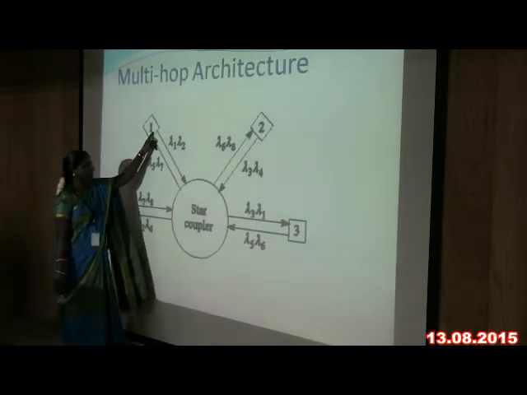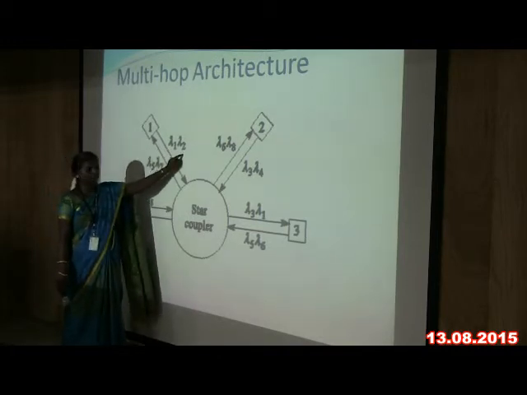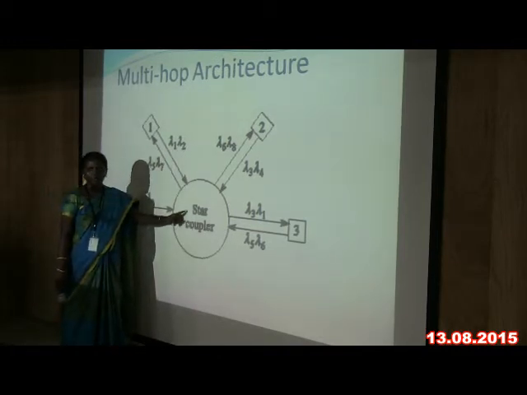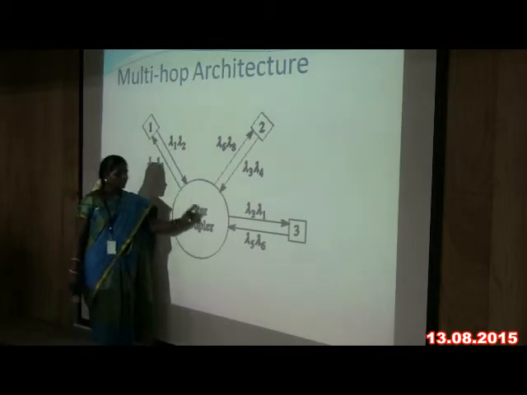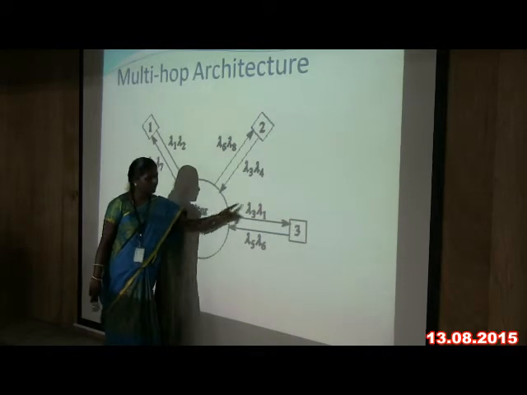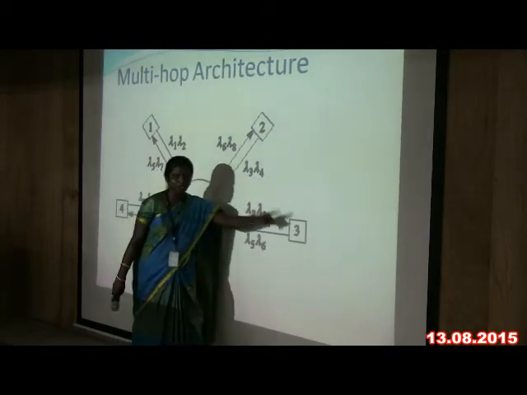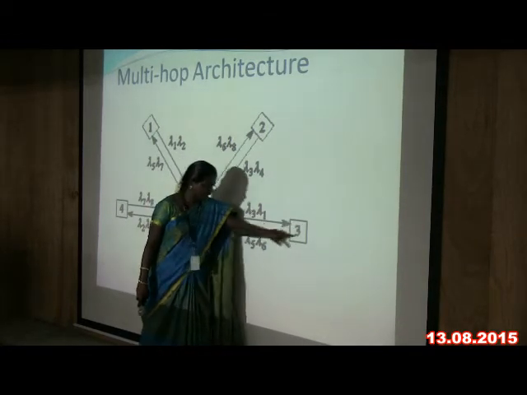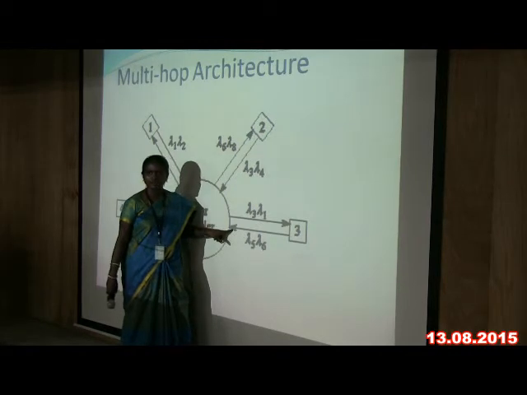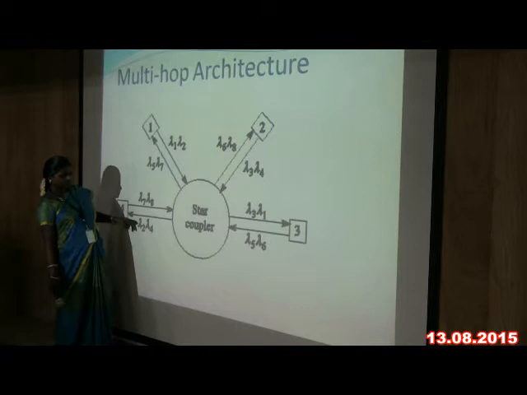Here, node 1 transmits the signal using lambda 1 or lambda 2 to this star coupler. Then, using this lambda 1 wavelength, the same signal is transmitted to node 3. Node 3 once again transmits that signal using wavelength lambda 5 or lambda 6.